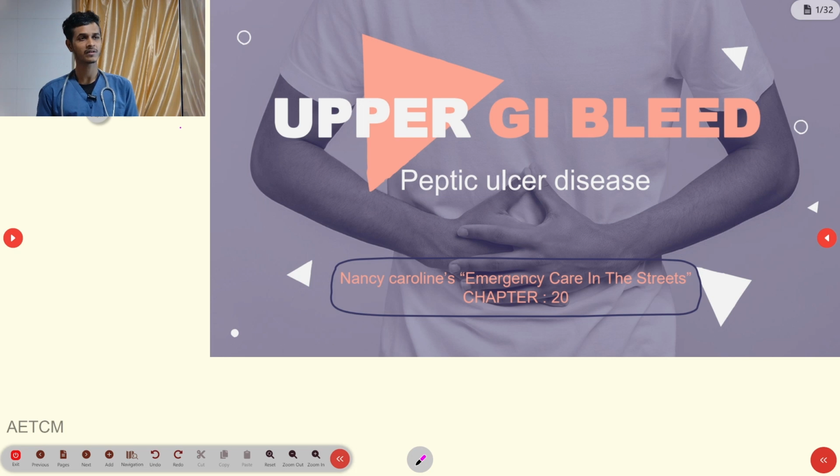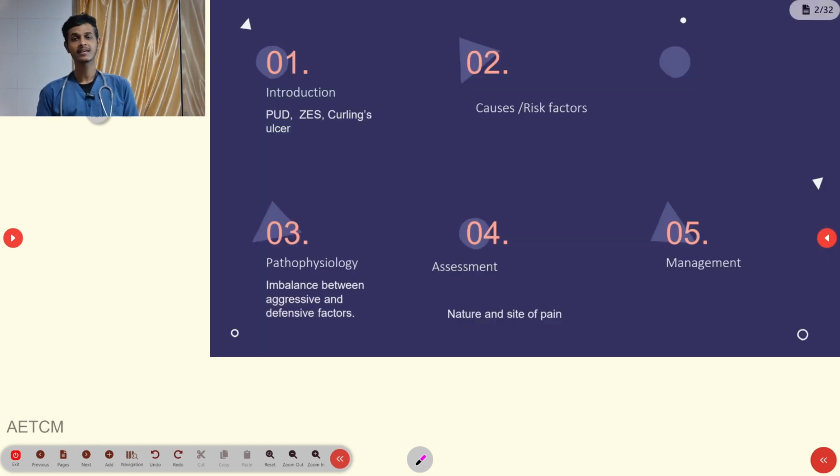So we know we are starting the gastrointestinal series we are following. In that we started upper GI bleed. From that today we are going to discuss peptic ulcer disease. So this is our content: introduction, causes, and then pathophysiology, assessment, what are things we have to keep in mind, management, and then finally complication.